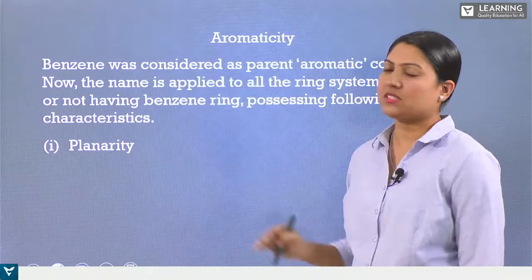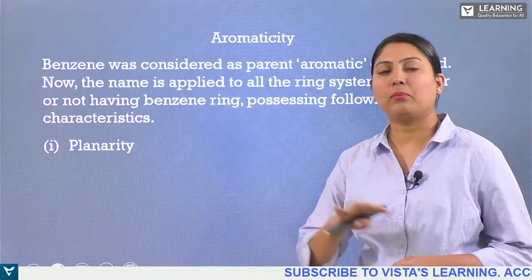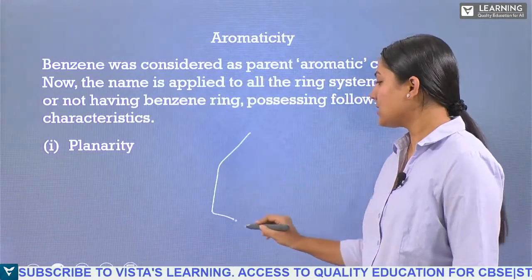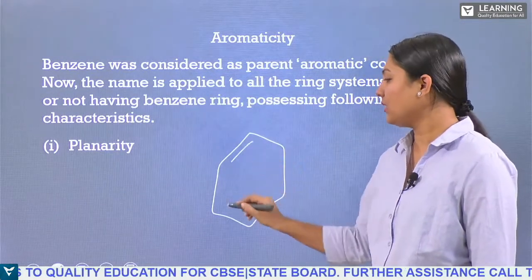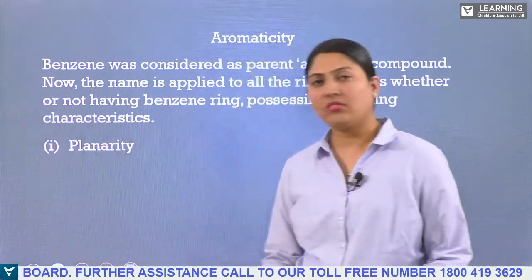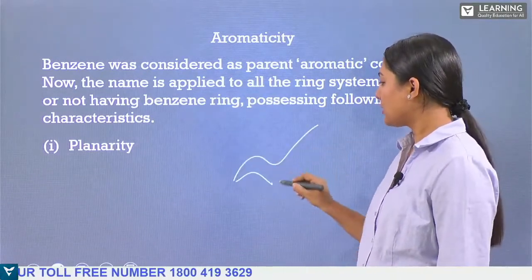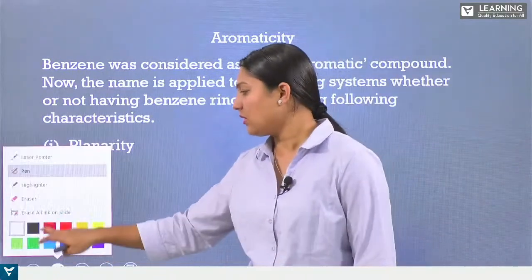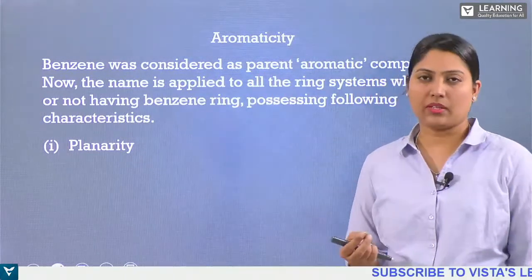Aromaticity is given by certain properties. They should contain a planar structure, so planarity should be maintained. As we say, benzene is a planar structure, so we can consider it as having aromaticity. But some structures are not in the plane, for example, structures like this. They are not in a single plane. Then we cannot call them aromatic compounds, as they do not show the property of aromaticity.